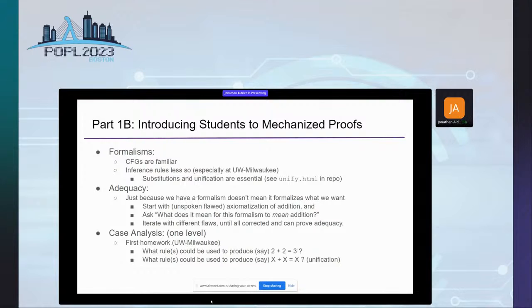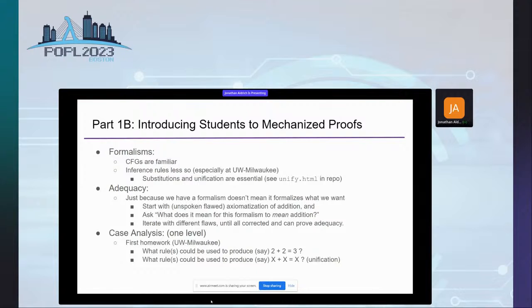Sassy Elf does case analysis at one level, just a single level of case analysis, and that corresponds to the way people usually do proofs. So for our first homework at UW Milwaukee, I have the students take some axioms for plus and ask, what rules could be used to prove 2 + 2 = 3? That gets them thinking, wait a minute, 2 + 2 isn't 3. But if we were to try to prove that, how would we prove it? It gets people thinking about the rules formally rather than only in terms of what is actually true. And then applying it to something with variables like x + x = x. What do you get from that?